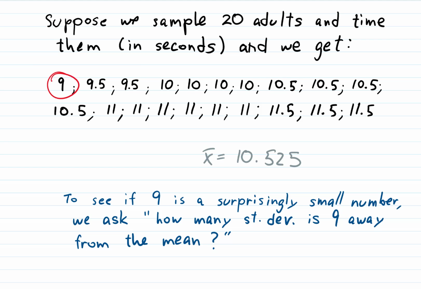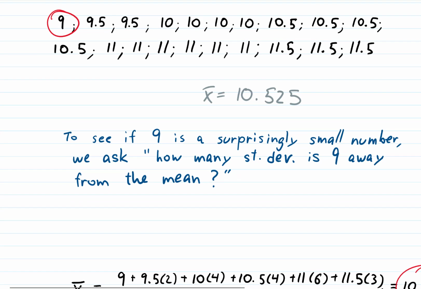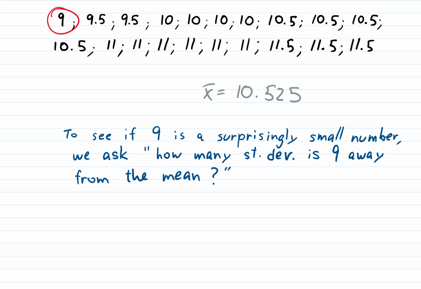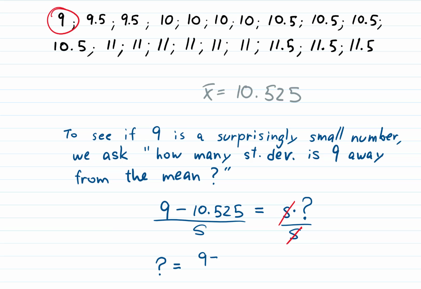In other words, we're asking the question, 9 minus the mean equals how many standard deviations? So it equals the standard deviation times what? That's what we're asking. Okay? How do I find question mark? Well, I just do a tiny bit of algebra. I divide both sides by s, and those would cancel out, and I get question mark equals 9 minus 10.525 divided by the standard deviation.